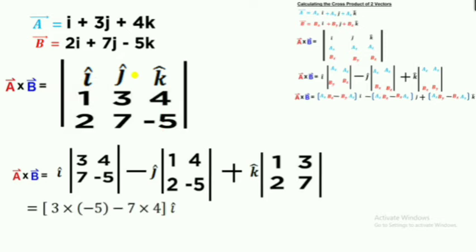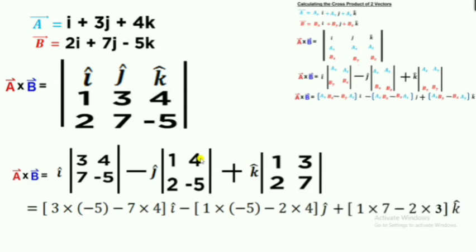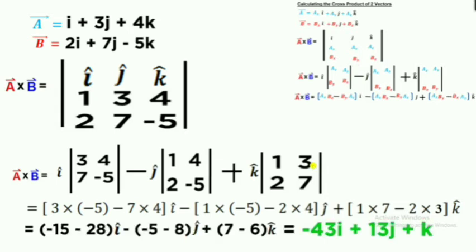So now let's solve this. So it will be 3 into minus 5 minus 7 into 4, minus j, 1 into minus 5 minus 2 into 4, plus k, 1 into 7 minus 2 into 3. So if you solve this, you'll get minus 43i plus 13j plus k. So don't forget to write the caps out here, I forgot the caps. So this is the value for a cross b.